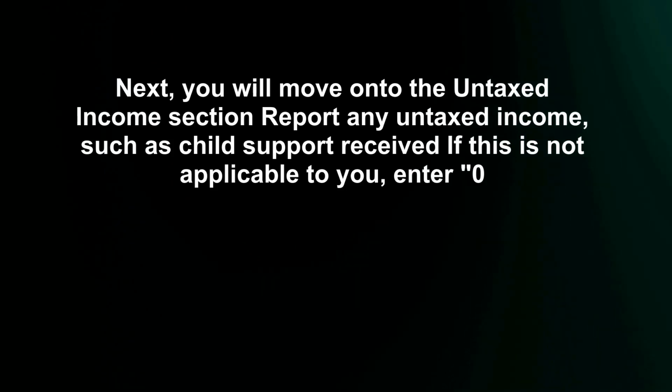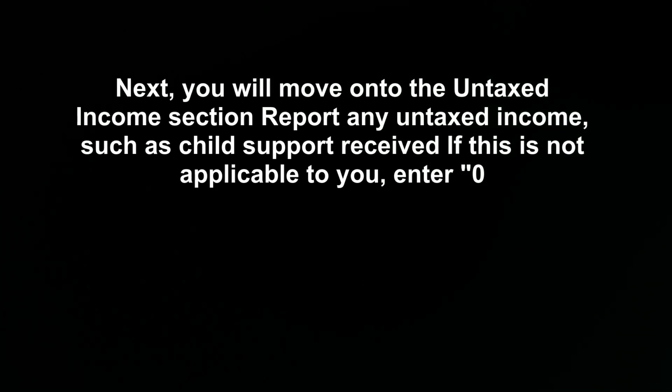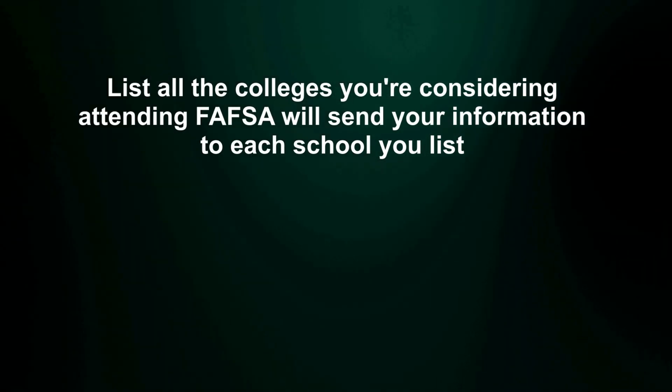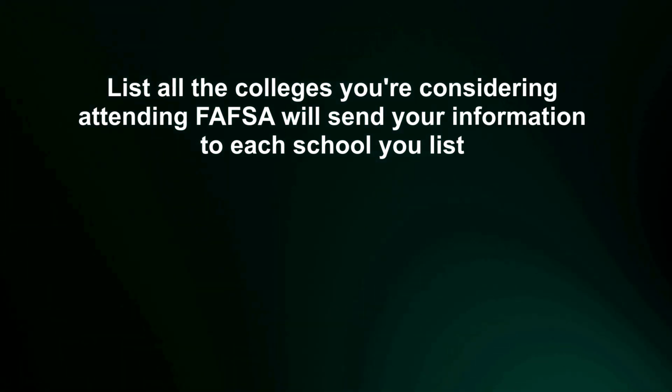Next, you will move on to the Untaxed Income section. Report any untaxed income, such as child support received. If this is not applicable to you, enter 0. List all the colleges you're considering attending. FAFSA will send your information to each school you list.